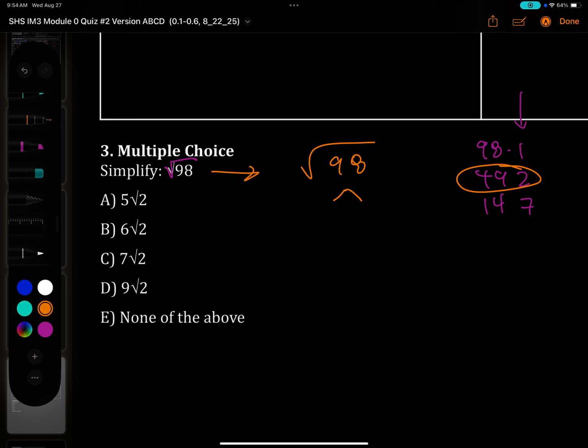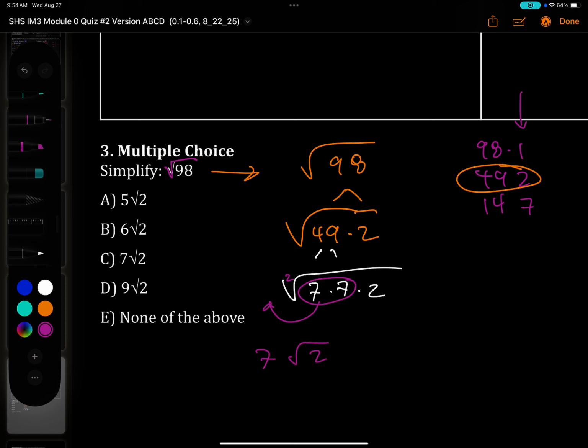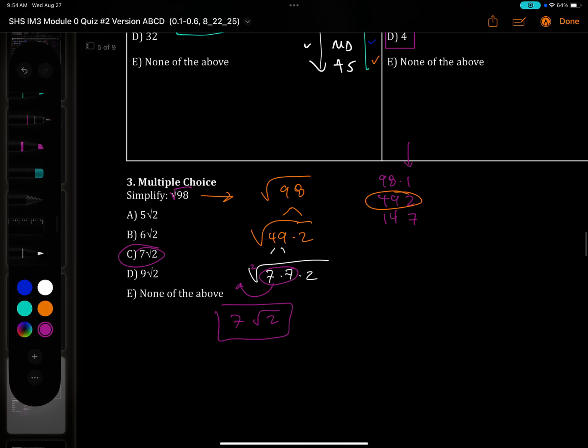When you guys are breaking up these, make sure you are on the next line having the radical. And then here I have 7 times 7 times 2. So remember, you have a pair that will come outside. So 7 radical 2 is your correct answer. That would be letter choice C.